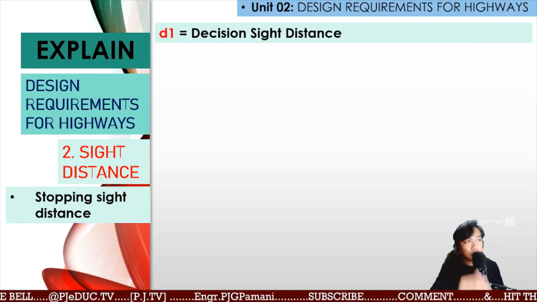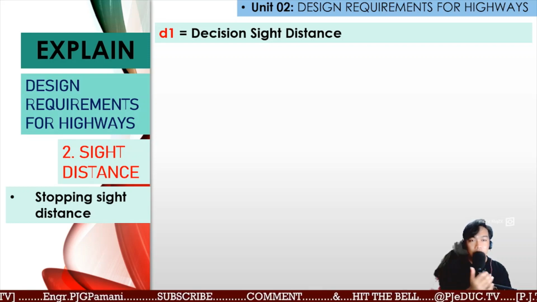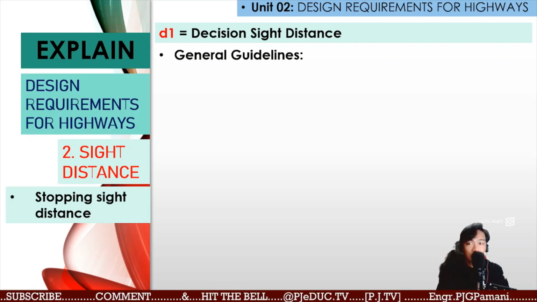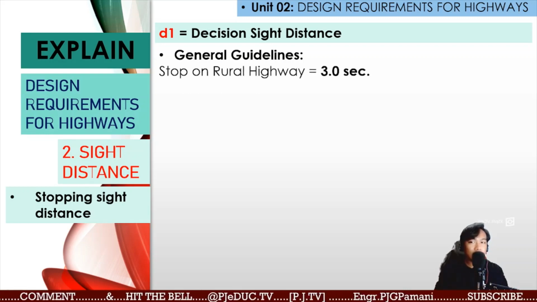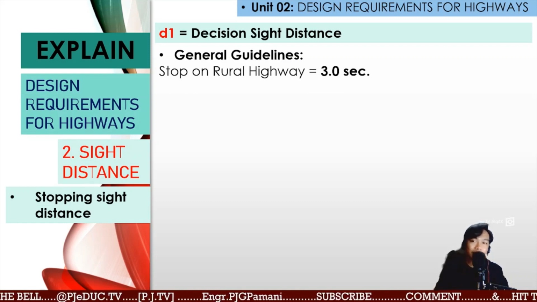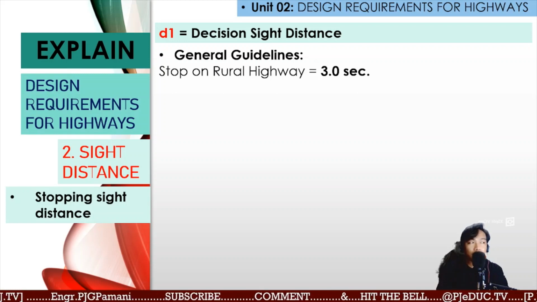So, first thing is your decision sight distance. What exactly is decision sight distance? The decision sight distance has general guidelines. In the general guidelines of decision sight distance, you should stop on a rural highway within 3 seconds. Statistically, that is 2.5 seconds.